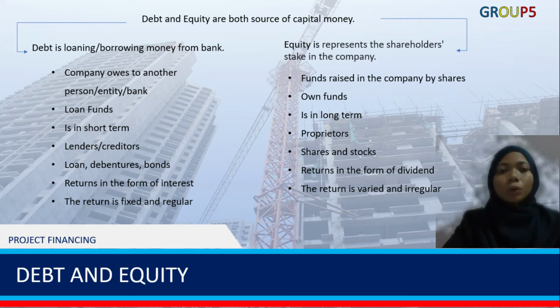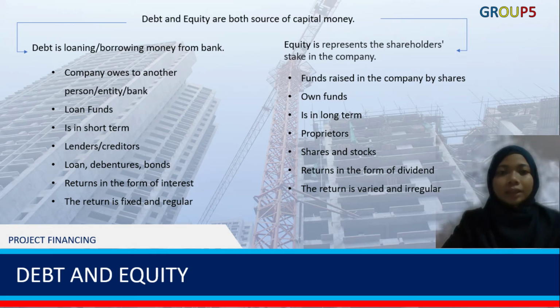So the company owes money to another person, entity, or bank, meaning the company needed to pay an amount of money to another person. The second one is loan funds. It's called loan funds because we borrowed the money. And then the third one is short term, so when the debt is fully paid, there is no link anymore with the lenders unless we want to do another contract.